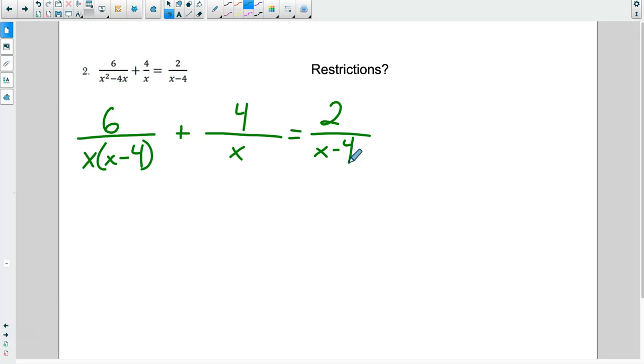What is my common denominator going to be? Any guesses? X. X is part of it. X and x minus 4. That's going to be our common denominator. So what we're going to do, and I really only do this step once, is I just take this whole problem here and I multiply it by my common denominator. So I'm going to put my common denominator there.